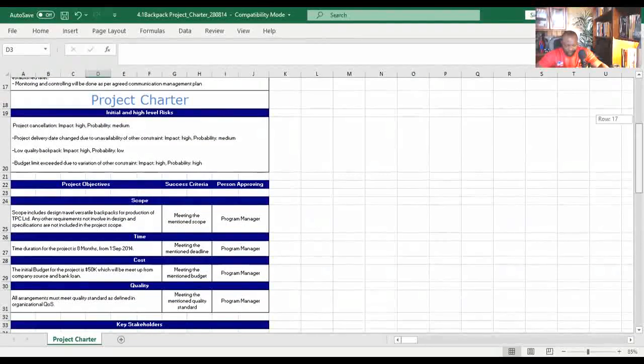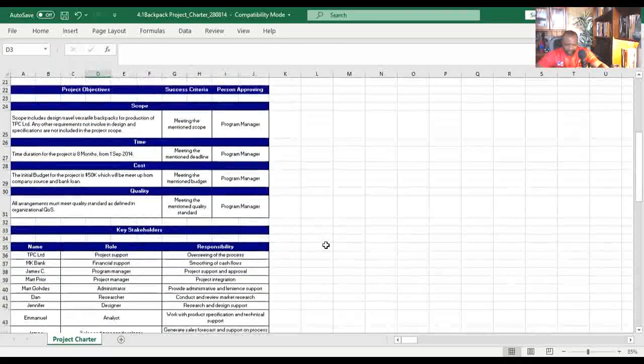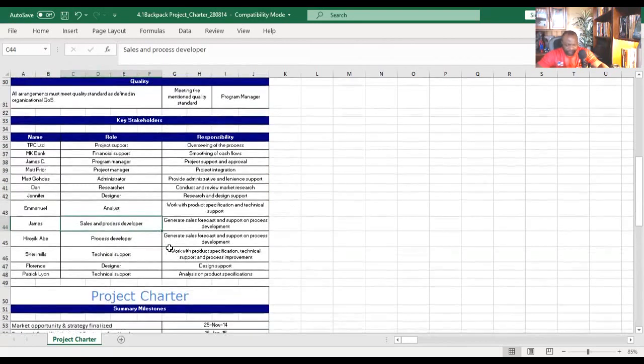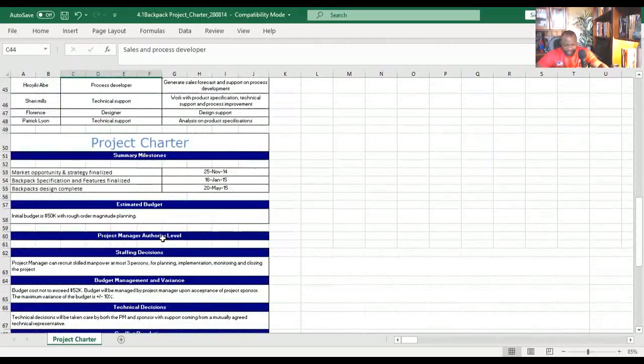It gives the project manager the authority to apply resources to the project. It puts the project manager and stakeholders on the same page. We also have a key stakeholders list, as you can see here. Name, role, responsibility is all you need in a key stakeholder list.